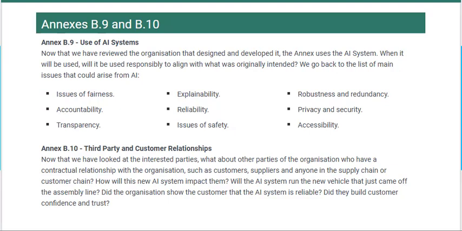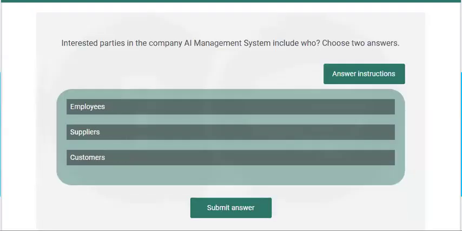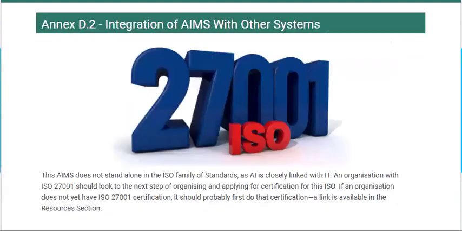Now that we have looked at the interested parties, what about other parties of the organization who have a contractual relationship with the organization, such as customers, suppliers, and anyone in the supply chain or customer chain? How will this new AI system impact them? Will the AI system run the new vehicle that just came off the assembly line? Did the organization show the customer that the AI system is reliable? Did they build customer confidence and trust?